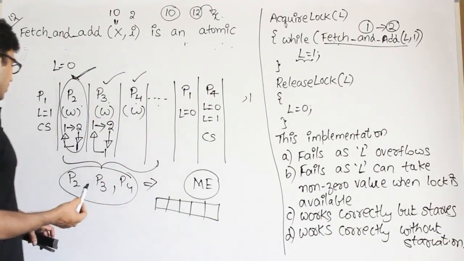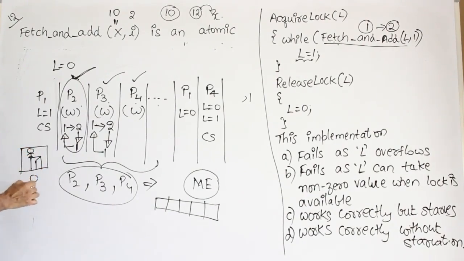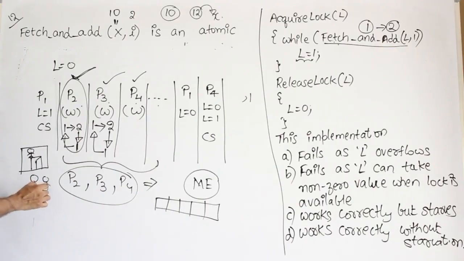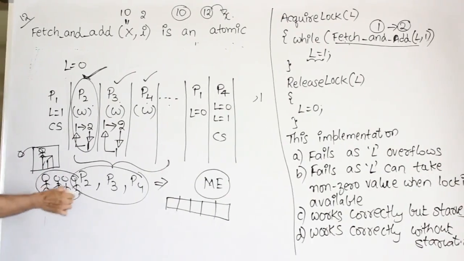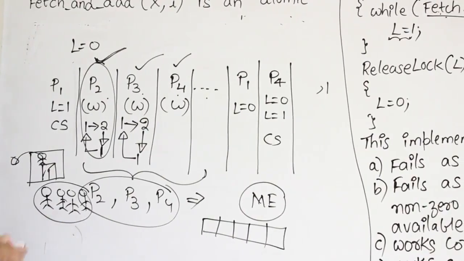In the real world, take the example of a dressing room. One process is inside the room and the door is locked, and all the other processes are standing in a queue, in such a way that when he comes out, only then can the next one go. If this is the case, then there is bounded waiting and no starvation, because everyone will get a chance after some time.